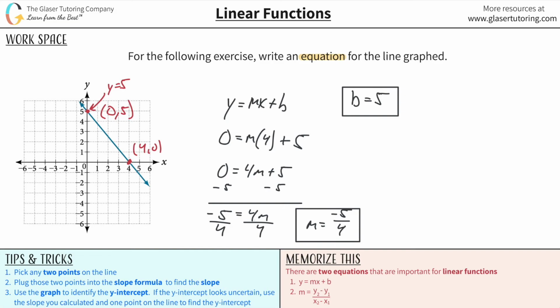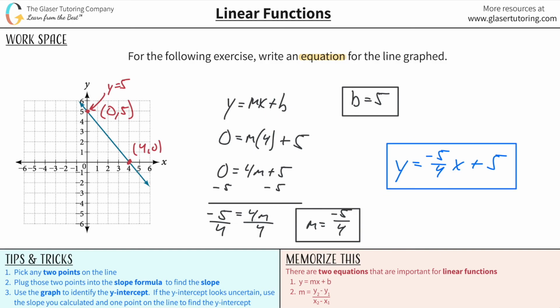And now I have everything I need to define the equation. So the equation would be y is equal to the slope value of negative 5 over 4 times x plus then the y-intercept of 5. And this, my friends, will be the equation.